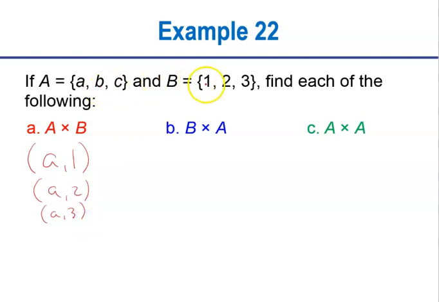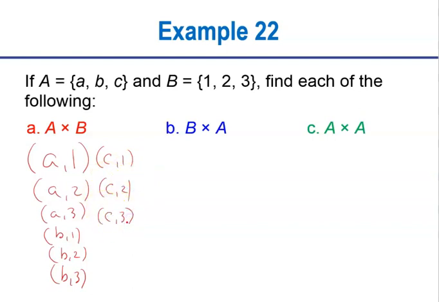Then B pairs up with 1, so B1. B with 2, that's B2. B with 3, so that's B3. I'm not finished. Then C can pair up with 1, C with 2, and then C with 3. Does that make sense? Okay.